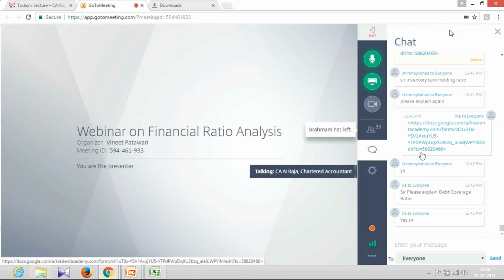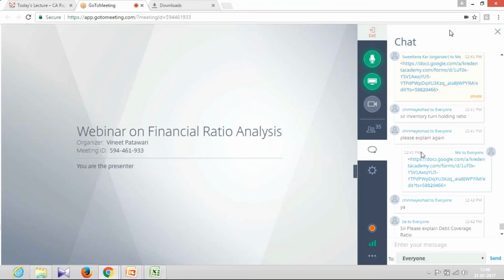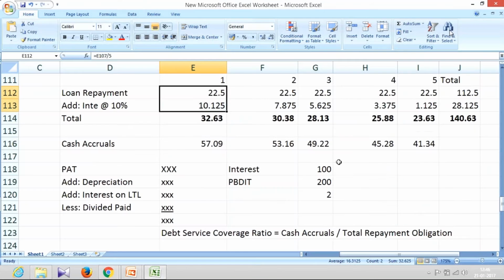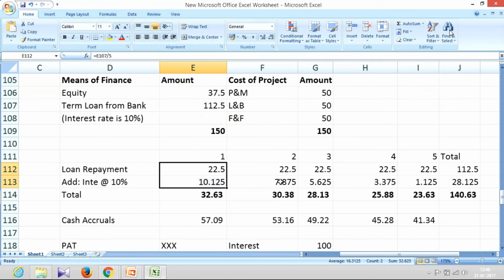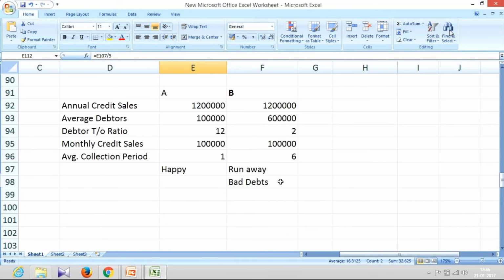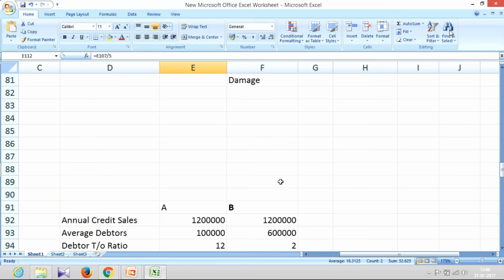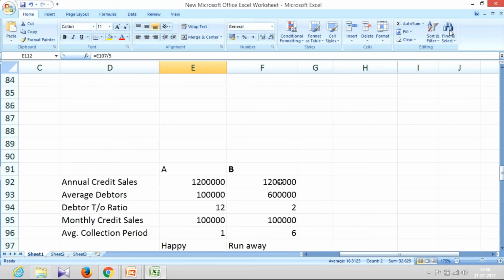Chinmay Kohat wanted me to explain the inventory turnover and holding ratio. So I think I have those numbers. Let me go back. Inventory turnover ratio. How do we calculate the inventory turnover ratio?